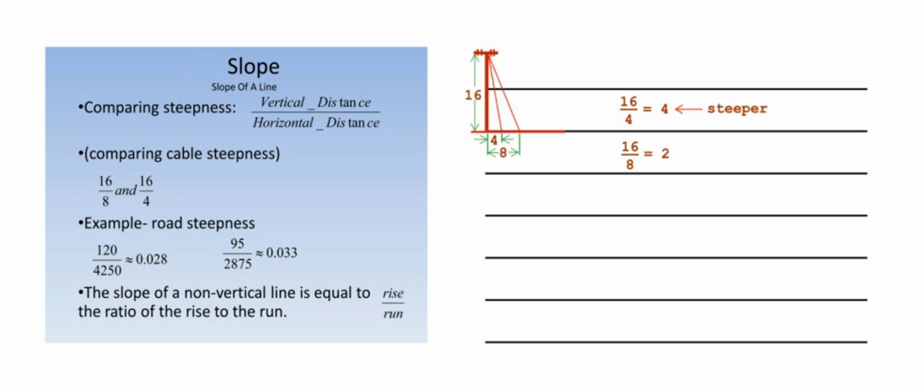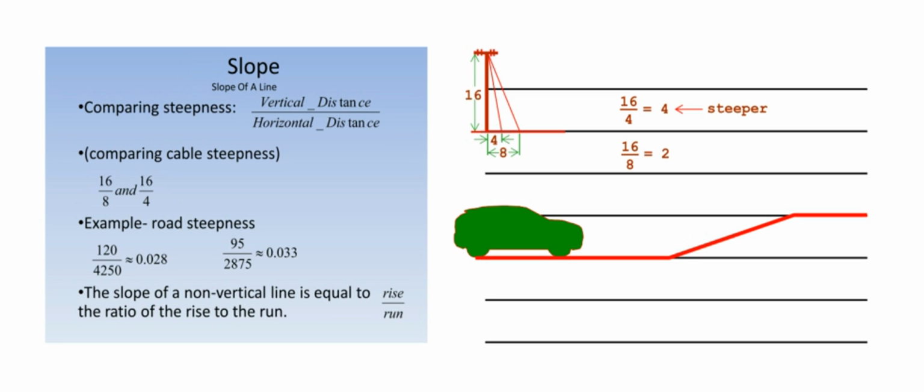Well, how about an example of a road? Example of road steepness. We have a couple of roads. We have 120 over 4,250 gives us roughly 0.028. And 95 over 2,875 gives us roughly 0.033. Okay, so let's say you're driving along a road and you see a hill coming up. That's the idea for this one.